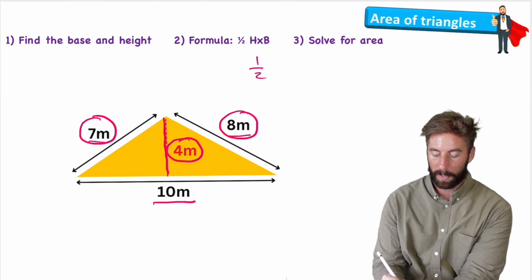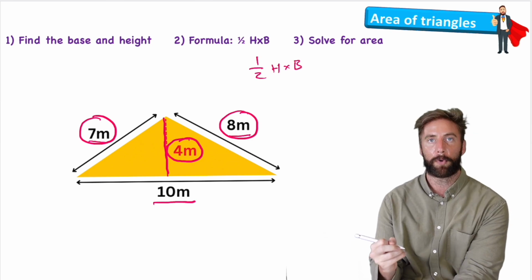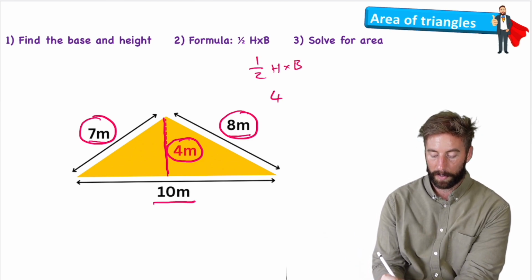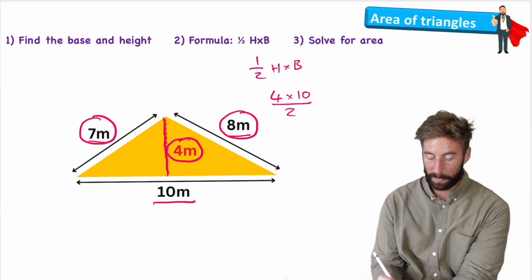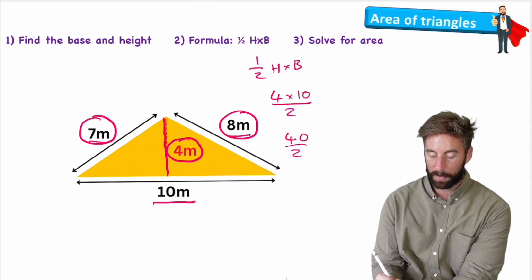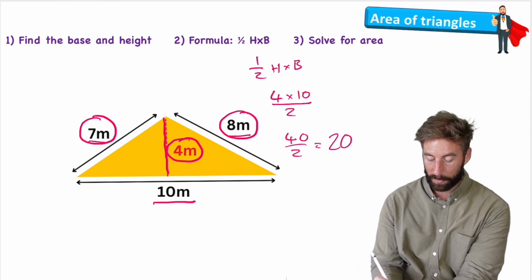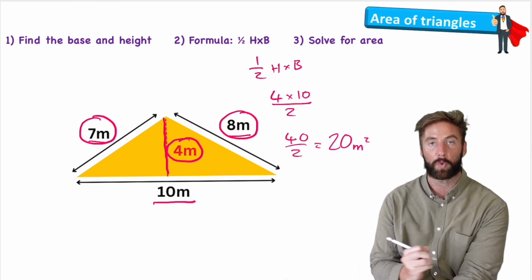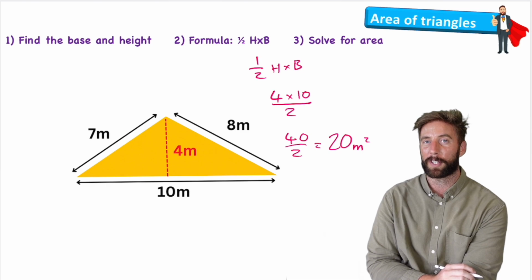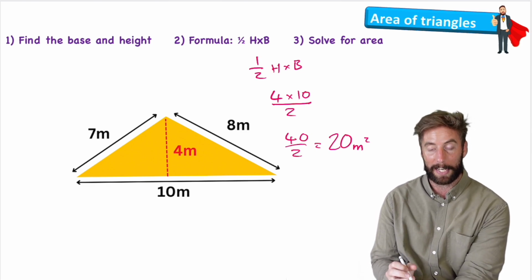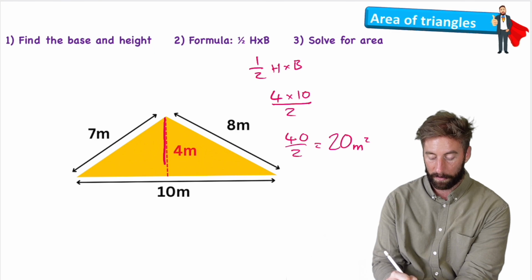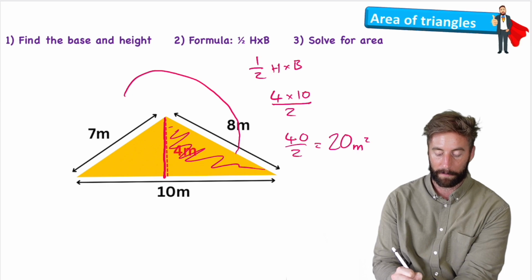Half height times base. Put in my numbers. Height is 4, base is 10, over 2. 4 times 10 is 40 over 2. Therefore 40 over 2 is 20. 20 what? That's right, this time meters, but meters squared. And this one might be a little bit more confusing to see that it's half of a rectangle, but it still is, because if I was to cut this in half and I put this half here, this shaded half, if I brought it around and flipped it over here, I would end up with my rectangle.